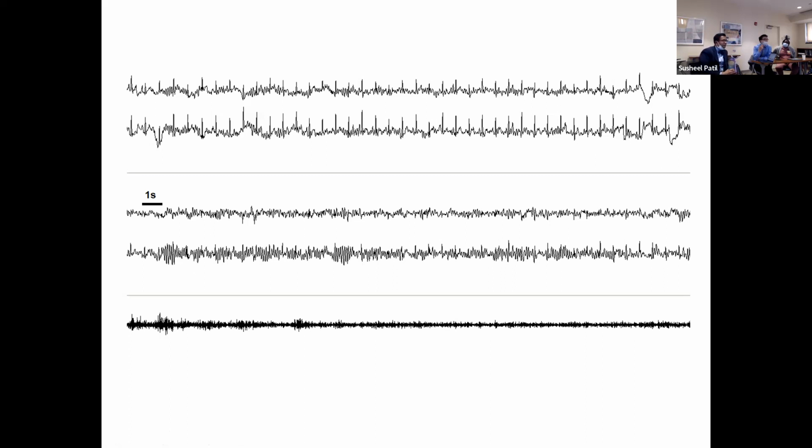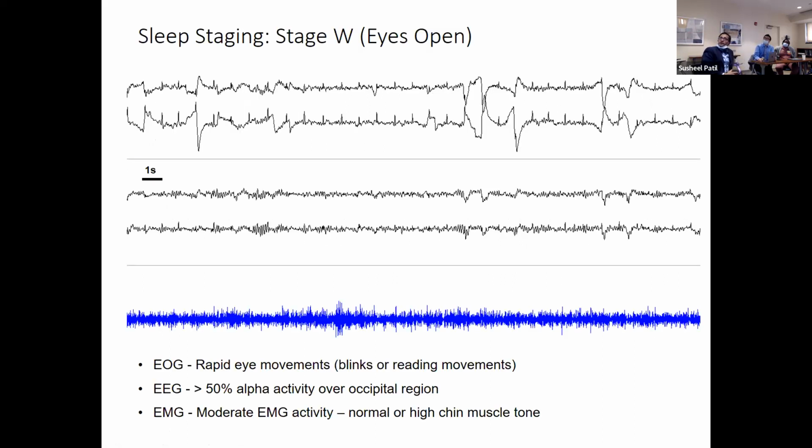Can you go back? What's happening in the middle of that? Okay, so you have alpha suddenly shut off. That's when the eyes open. And when the eyes close, it comes back up.